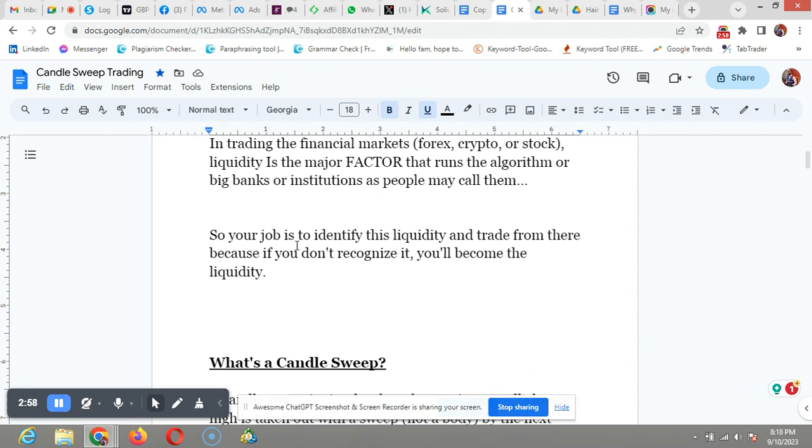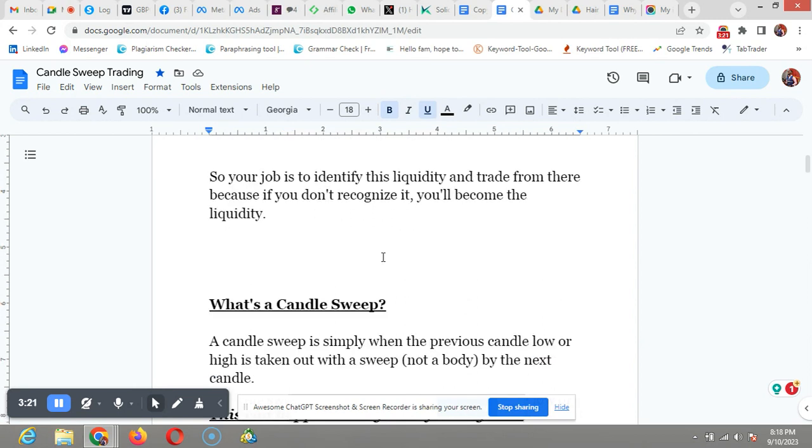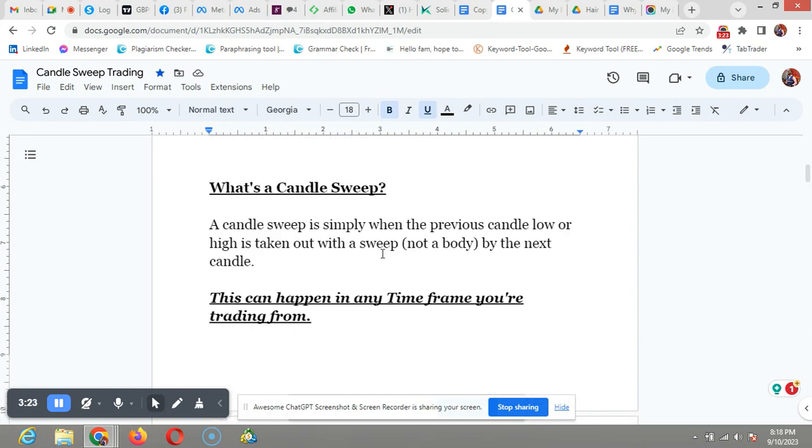So our job is simple: find the liquidity and trade from there, because if you don't recognize the liquidity, you will become the liquidity. That's just what it is. Of course you don't want to be the liquidity, so your job is to find these liquidity areas, and I will show you how to find them in this class. I hope this is clear. So let's go into the main thing for today.